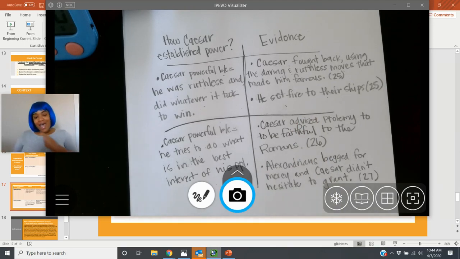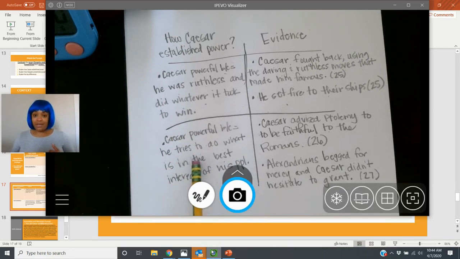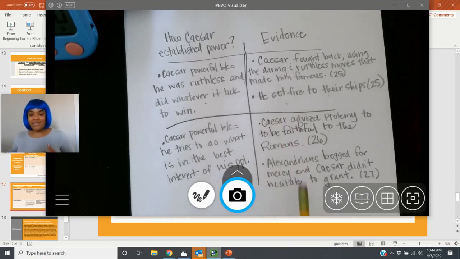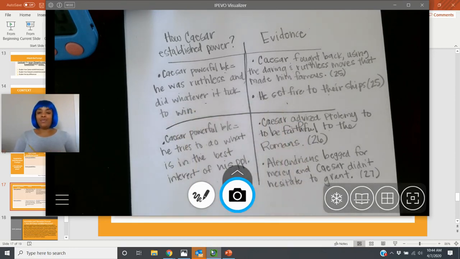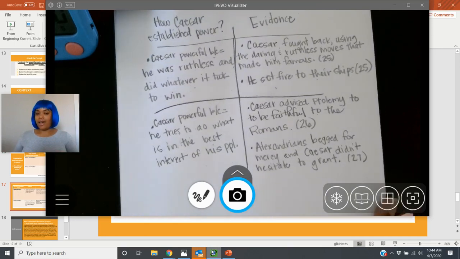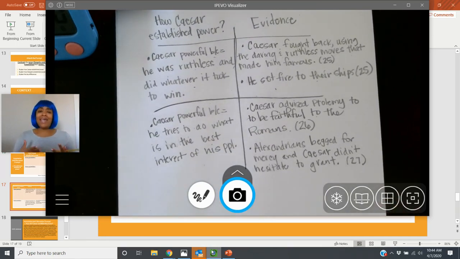Again, on my T chart, I have answered how Caesar established power, 2 points, 2 claims, and I have 4 pieces of evidence, 2 pieces per claim. I'm going to share my screen for just a second in case you need to revise or add to your T chart. Taking 10 more seconds.